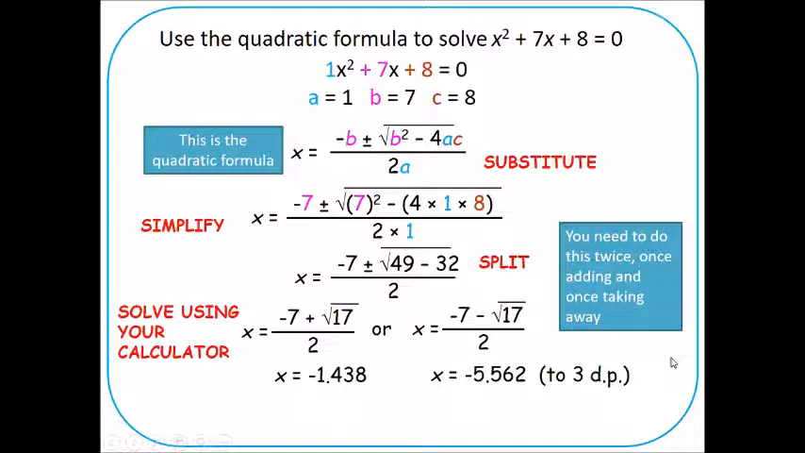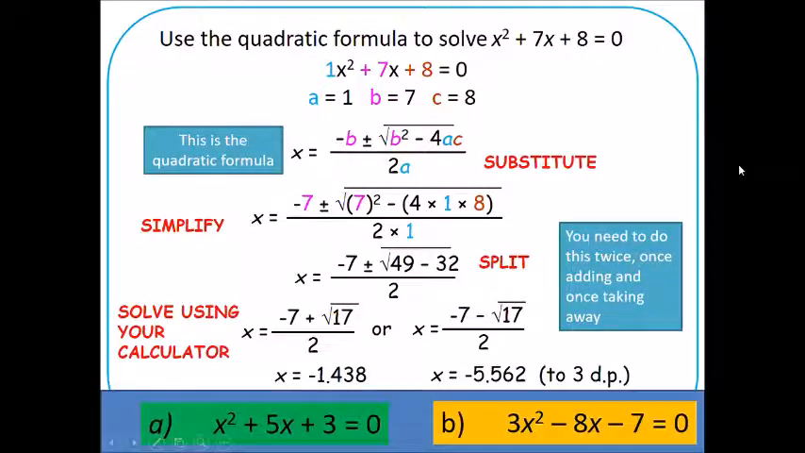Generally the quadratic formula tends to come up in a calculator paper, but if it comes up in a non-calculator paper, you can leave your solutions in surd form like this. Obviously they're not going to expect you to find these decimal values without a calculator. But in a calculator exam, it will usually tell you to round to something sensible like 3 decimal places. So guys, that's a complete example of the quadratic formula.